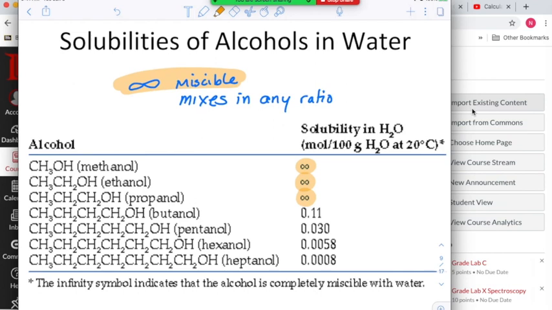Once upon a time, we looked at solubility and we talked about something that is saturated, supersaturated, and unsaturated. If it is miscible, those labels no longer apply because you can add as much or as little as you want. So miscible mixes perfectly in any ratio. So methanol, ethanol, and propanol have this. Ethanol is actually your drinking alcohol, so this one right here.